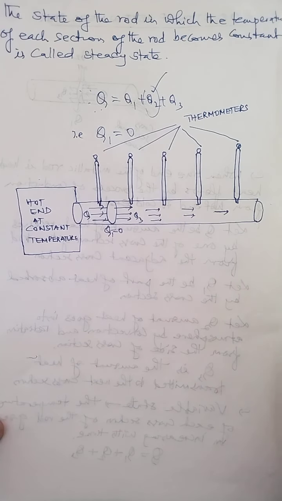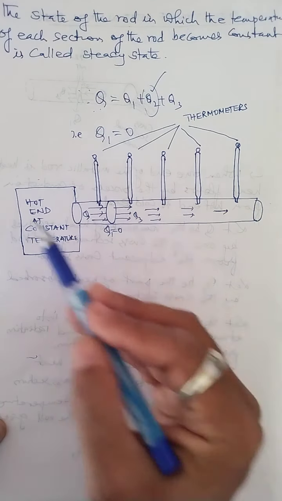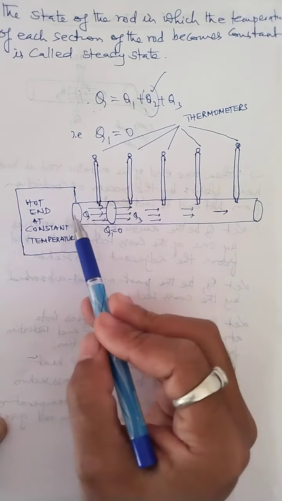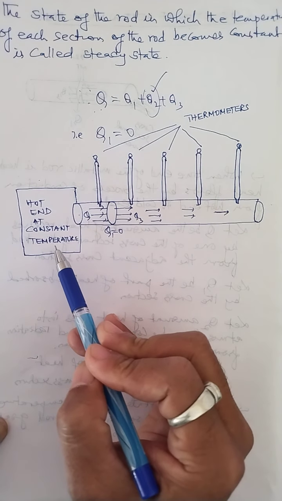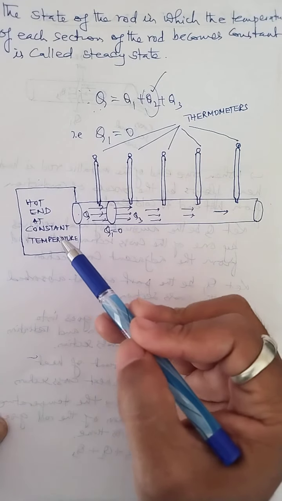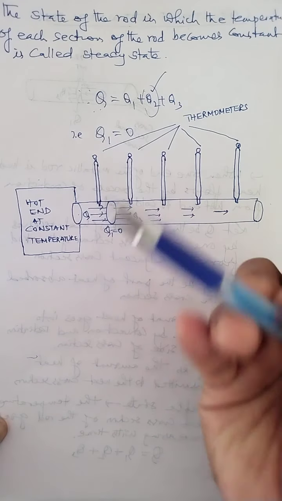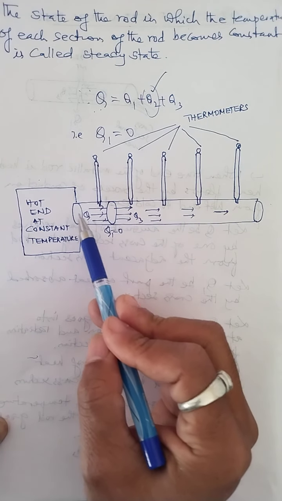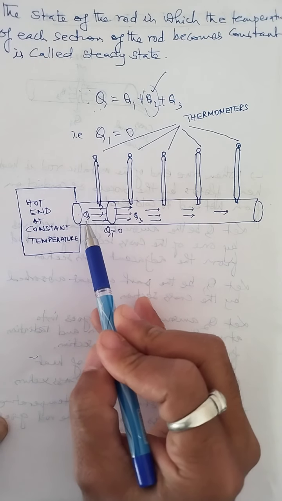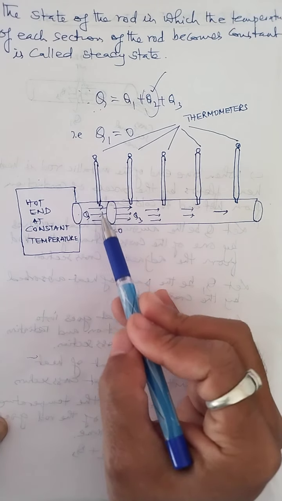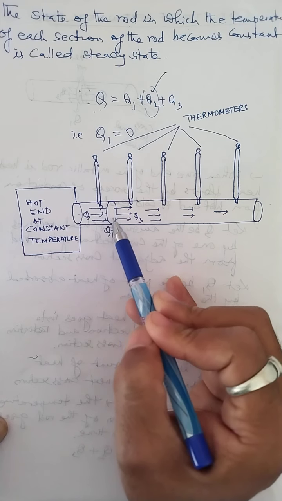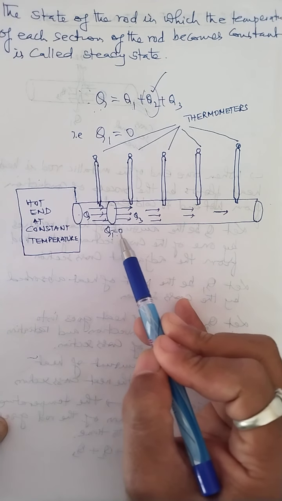Now children, in order to understand this steady state of the metal rod, let me explain with the help of this diagram. So the same metal rod I have taken, whose one end is heated at a constant temperature. So this is the hot end, which is at constant temperature. It means from this end, the heat is supplied by a certain source, and the same amount of heat is supplied at this end, so that this end becomes hot. This end transfers the heat to this cross-section, and that heat is say Q. But the amount of heat absorbed by this cross-section, say Q1, is simply 0.